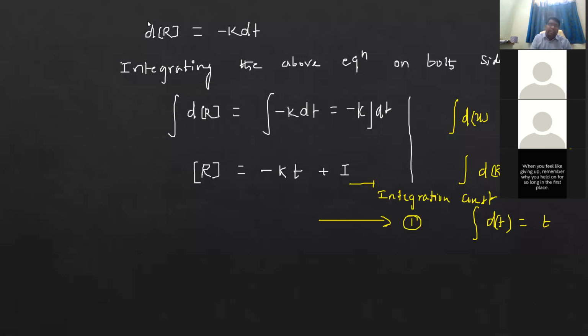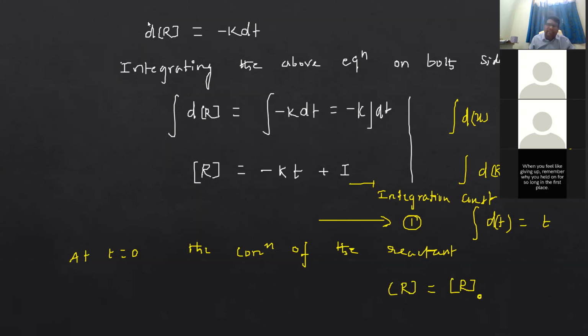This is equation number 1. Concentration of R is equal to minus Kt plus I. Next, let at t is equal to 0, that means the time is 0, the concentration of the reactant R is equal to R naught. This indicates the initial concentration of the reactant. So at t is equal to 0, R is equal to R naught, substitute in the above equation.